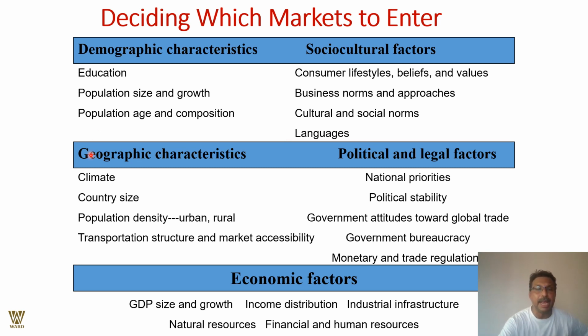Similarly, for geographical characteristics, you need to understand the climate, the country size, the population density, whether it is urban or rural, the transportation structure, and the market accessibility. We are also looking into political and legal factors: the national priorities, the political stability, the government attitudes towards global trade, the government bureaucracy, and the monetary and trade regulation, as the case might be.